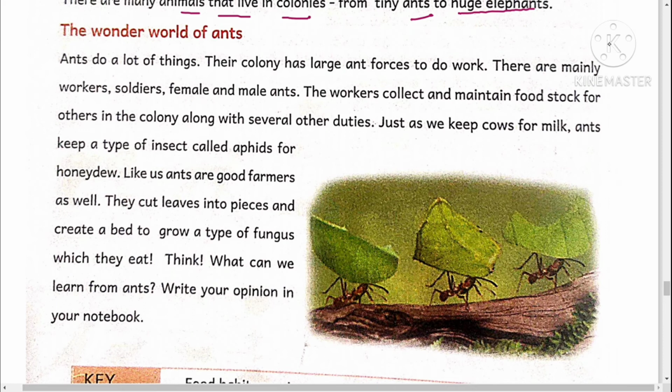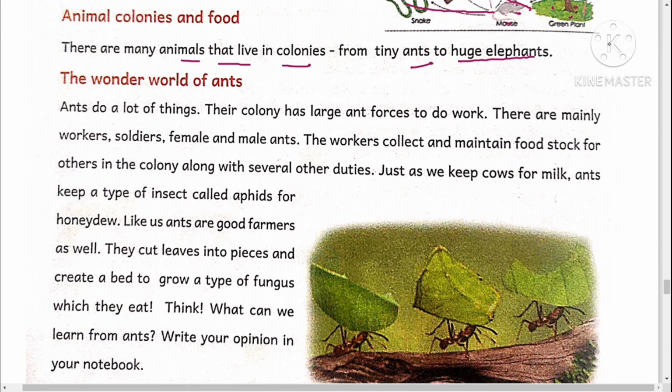So, a wonder world of ants. Let us move on to the ants' world. Ants do a lot of things. If any person does hard work, we can compare them with ants. Their colony has a large ant force to do work. That means they have soldiers, a large force. So there are categories: workers, soldiers, females and male ants.